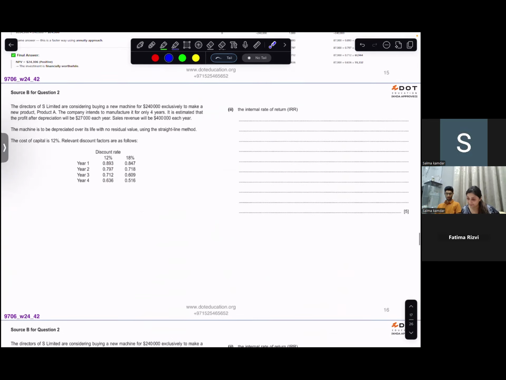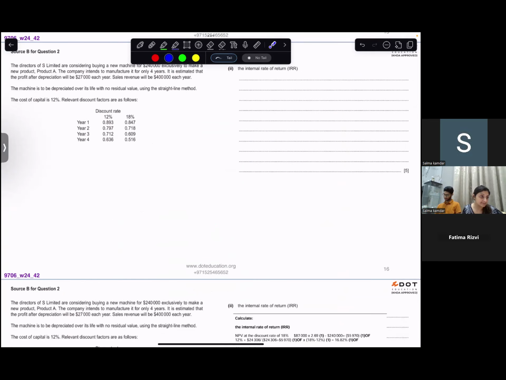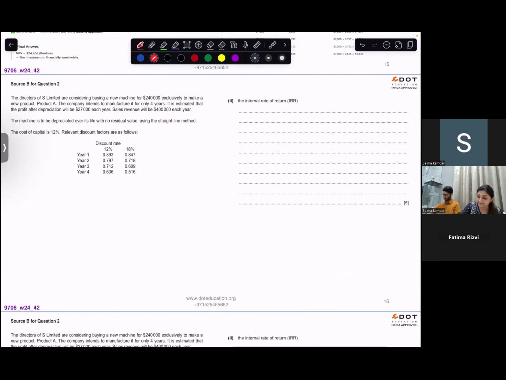Now IRR. How do you calculate IRR? Give me the formula for IRR. P plus bracket N minus P, this is N minus P, then multiplied by the small p over the small p plus small n.